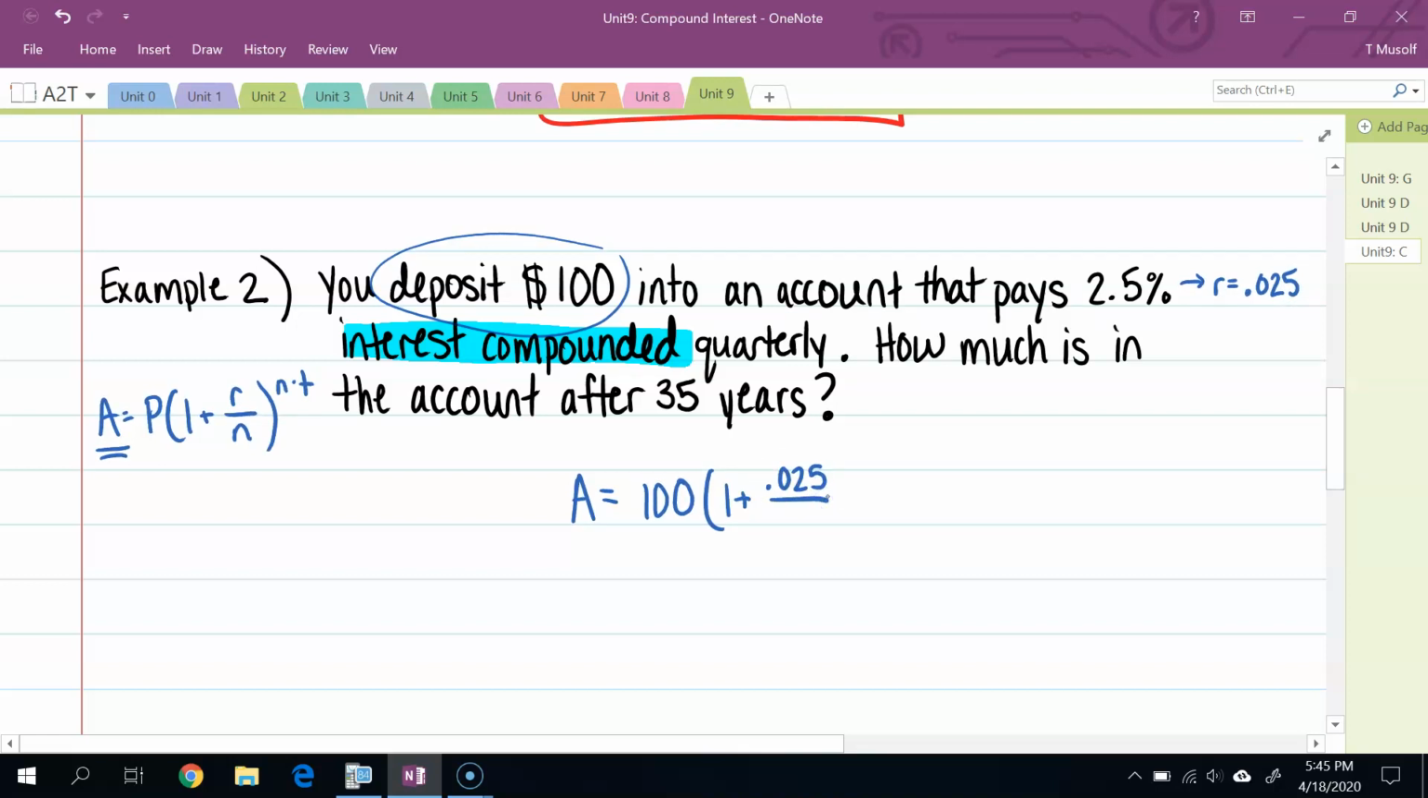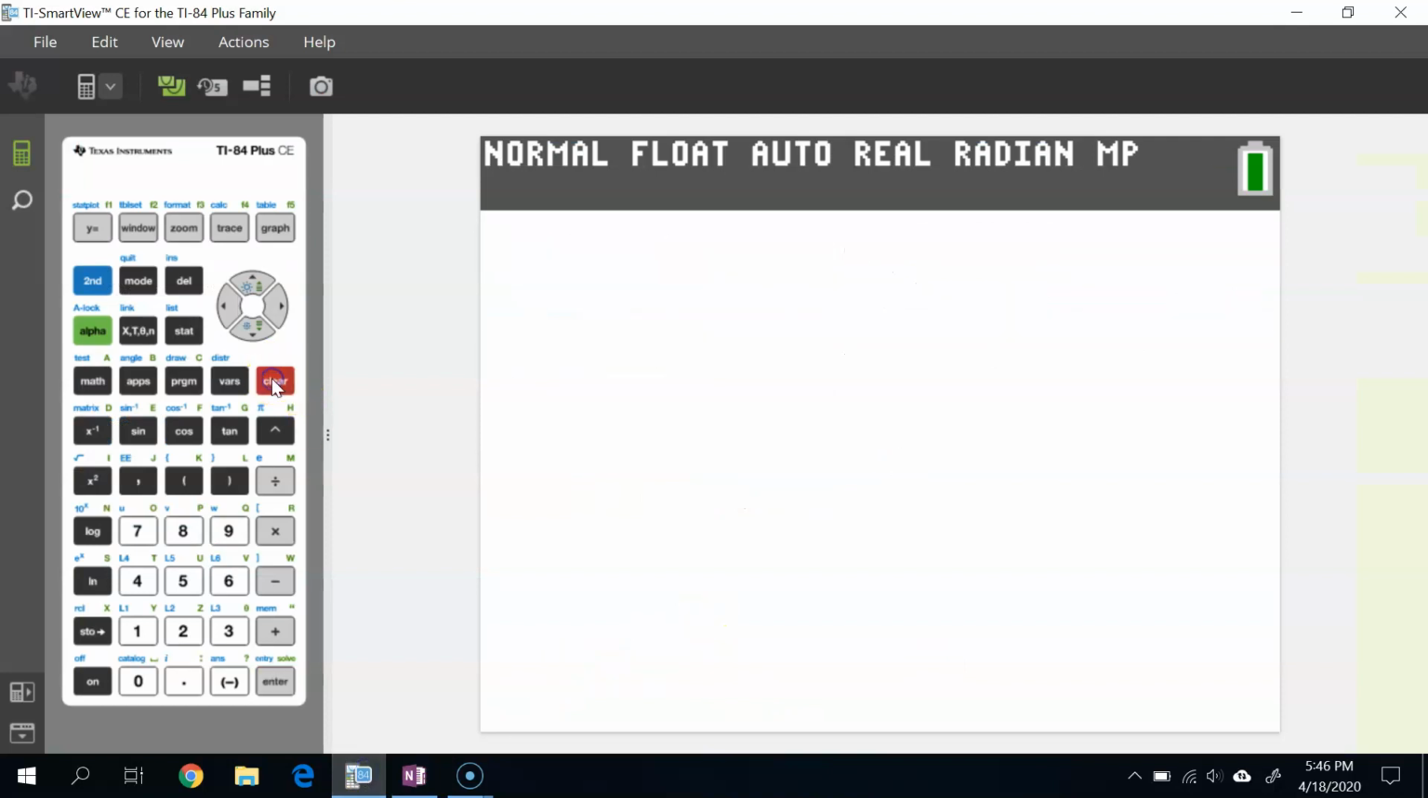And now N, let's talk about N briefly. It says interest is compounded quarterly. So when I think about N, I need to ask myself, quarterly, how many times in a year would that be? Well, think about every quarter. That's representing like a fourth of the year. So quarterly is going to mean 4 times in a year. All right, so that's the value that I would plug in both spots for N. And then the last piece is time. That's 35 years. So this is what I'm going to type into my calculator. All right, so let's try it again to make sure. 100, parentheses, 1 plus 0.025 divided by 4.